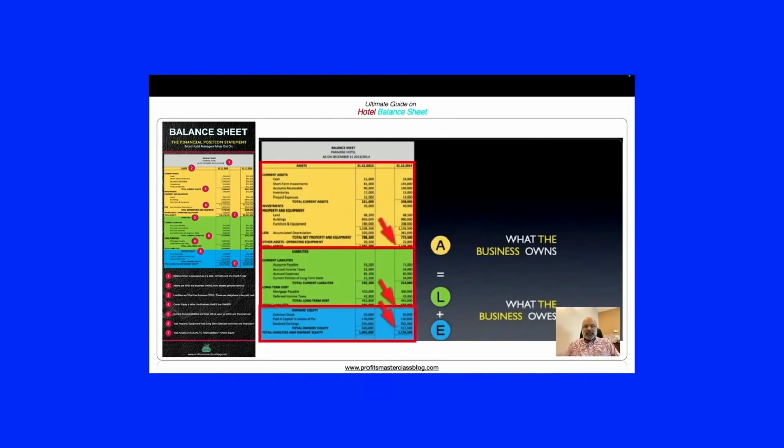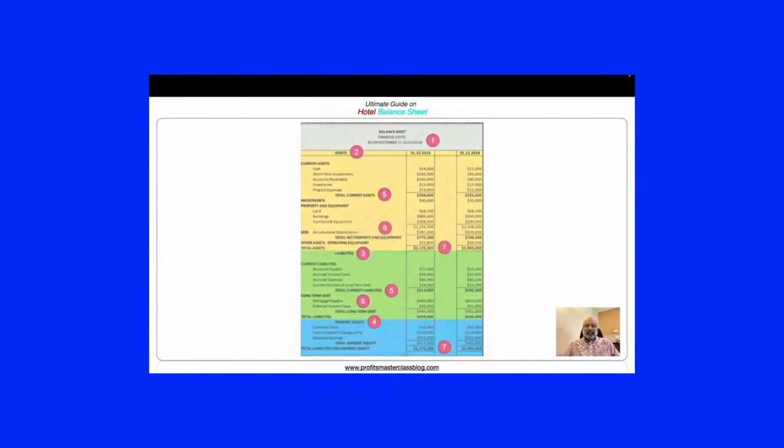The liabilities and the owner equity represent what the business owes and are denoted by the letters L and E. So as you can see, A equals L plus E means assets equal liabilities plus owner equity. This, in accounting terms, is known as the fundamental accounting equation. Don't worry, we're not going to be accountants, but it's important to understand what assets, liabilities, and owner equity stand for. And so here is the balance sheet of Paradise Hotel.